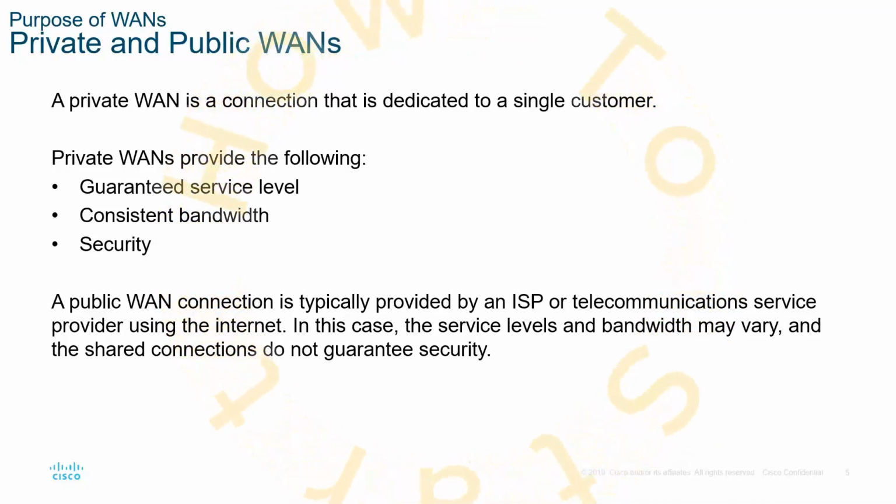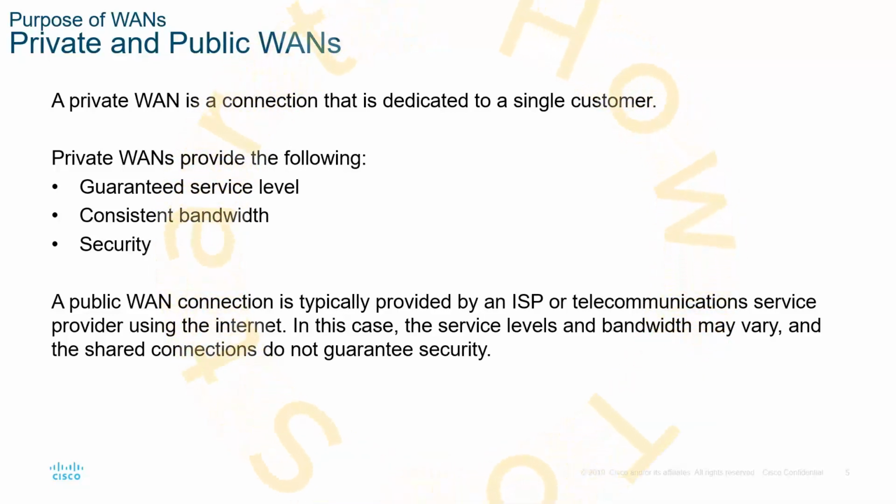A public WAN connection is typically provided by an ISP or other telecom service provider, and they use the internet, for example. In this case, the service level agreement and the bandwidth will vary depending on the shared connection, and it's not guaranteed secure, and it's not guaranteed always available.